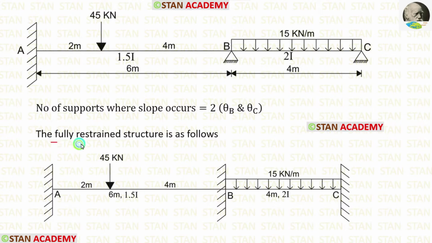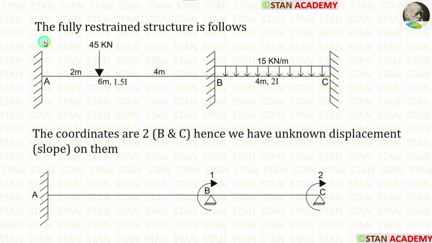Now let us make the fully restrained structure. In the fully restrained structure, there will be no slope. We know that only in the fixed support there will be no slope. So let us remove the hinged supports from the point B and from the point C and replace them with fixed supports. In this structure, there will be no slope because all of the supports are fixed. That is why it is called the fully restrained structure. We have made the fully restrained structure.